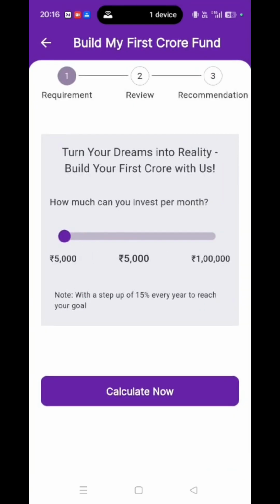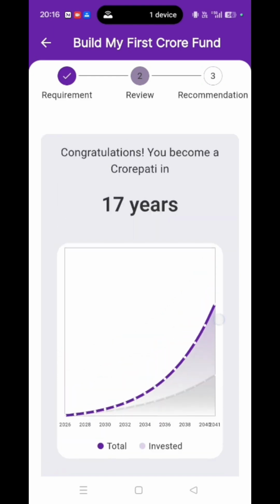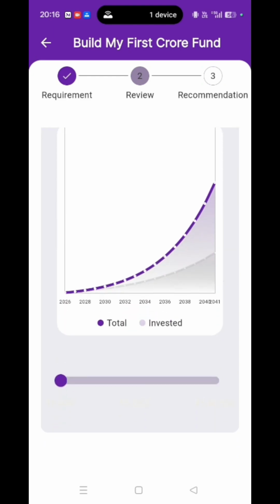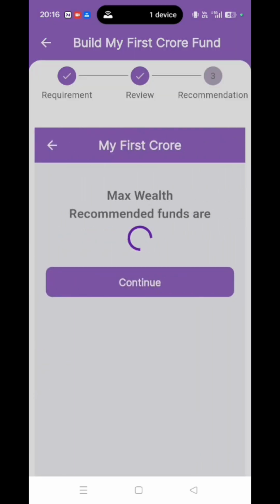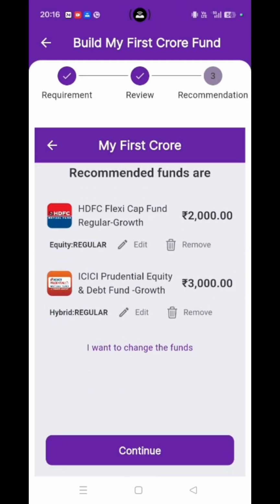Exploring the first goal, My First Crore, we now enter the monthly amount that we can invest. It then shows us a graph along with the time that it will take to reach our first crore, as well as recommended funds in order to achieve that goal of ours, via which we can place SIP and lump sum orders in the desired fund.